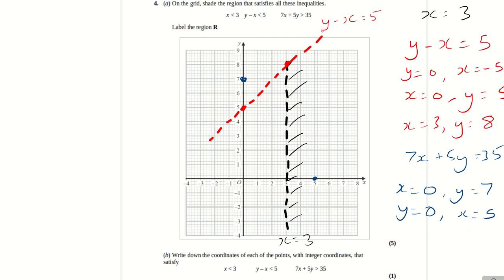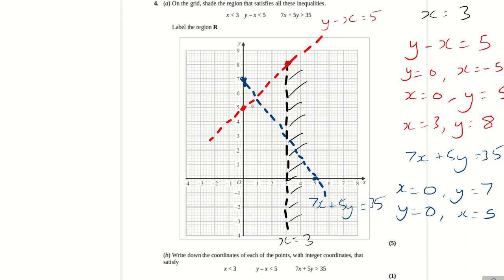And because equals is not included in our inequality, it's going to be another dashed line, and it's going to have to go through those 2 points. So if I can try and draw it. Okay, something like, I haven't drawn it great again, but never mind. Something like that. And that's going to be the line 7x plus 5y equals 35.